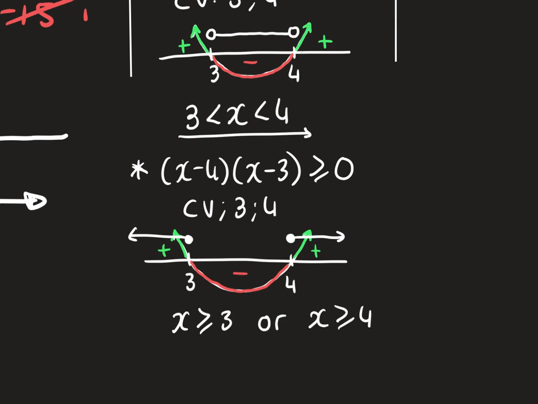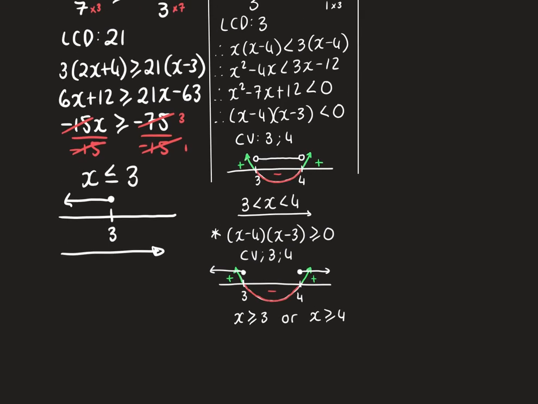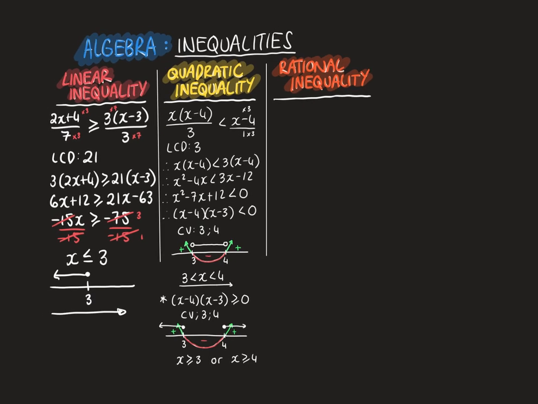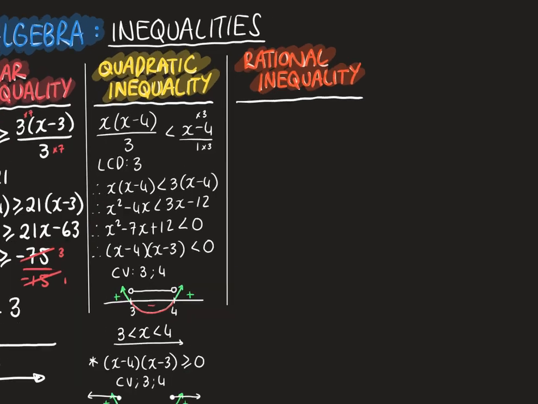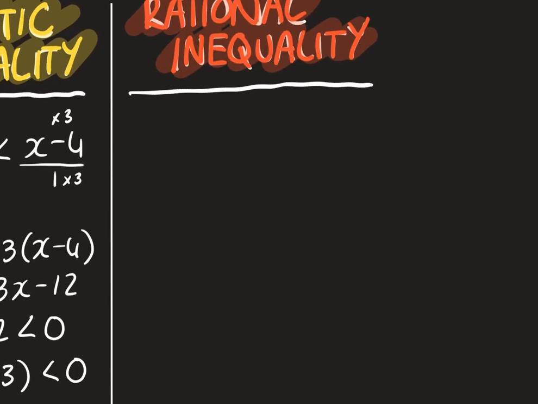Now on top of this, we'll go through it once we're done with the rational one. So that's a quadratic inequality, everybody, and those are the two different versions that you can get from that as well. Now we're going to move on to the rational inequality. The rational inequality is a little bit different. Each one is different, actually.